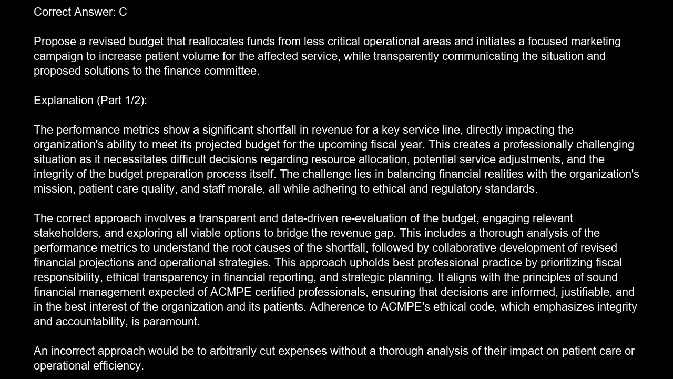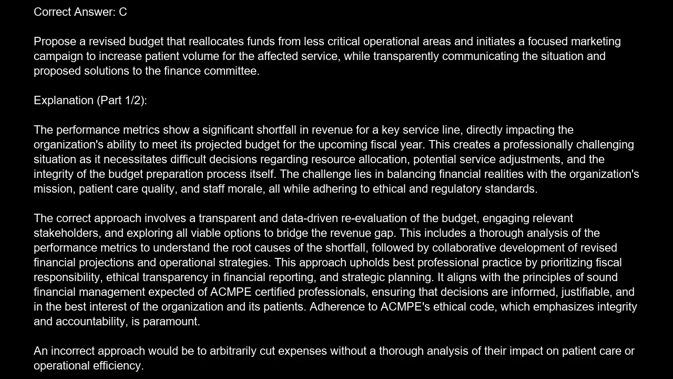The correct answer is C. Propose a revised budget that reallocates funds from less critical operational areas and initiates a focused marketing campaign to increase patient volume for the affected service, while transparently communicating the situation and proposing solutions to the Finance Committee.